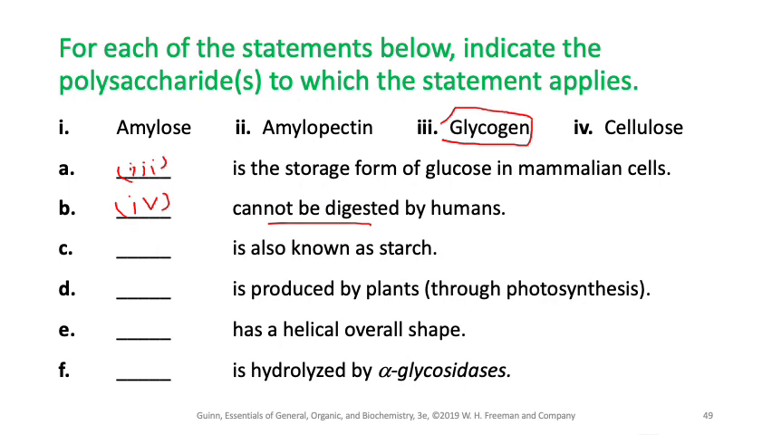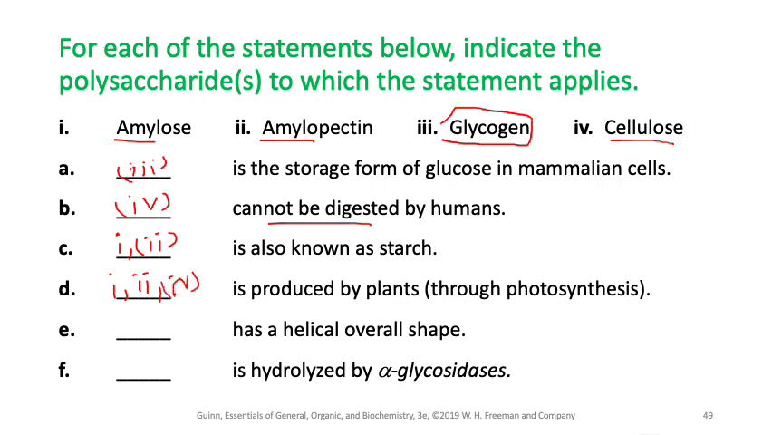Then we have the third one, is also known as starch. So amylose and amylopectin, both are forms of starch. So you can say 1 and 2. Dash is produced by plants through photosynthesis. So you can say amylose, amylopectin, and then you can say cellulose, right? So you can say 1, 2 and 4.